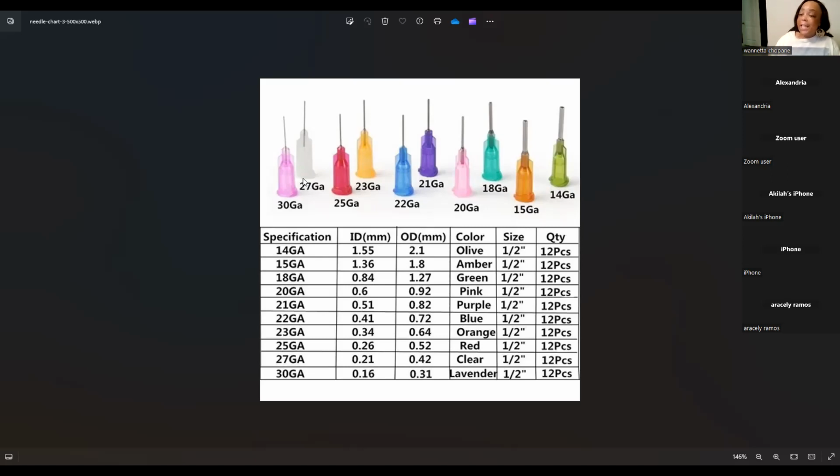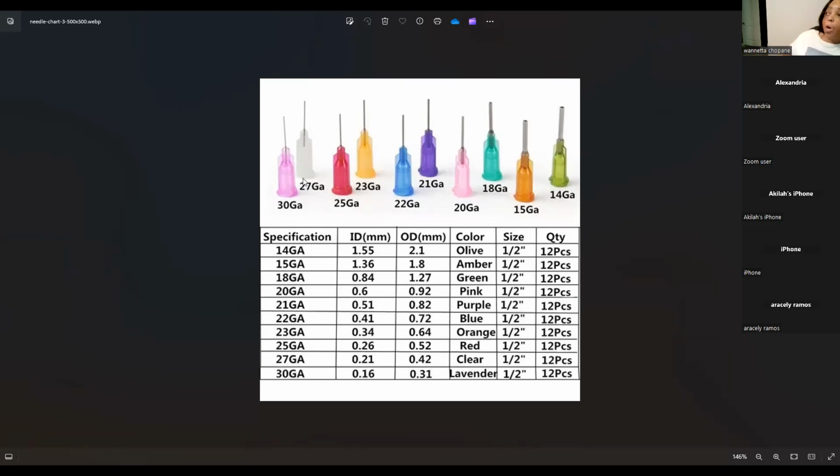Lumen is how big that opening is. And the shaft is how far we're going to insert that needle into the vein. The bigger the number that represents the size, the smaller the needle. The smaller the number that represents that size, the bigger that opening is.